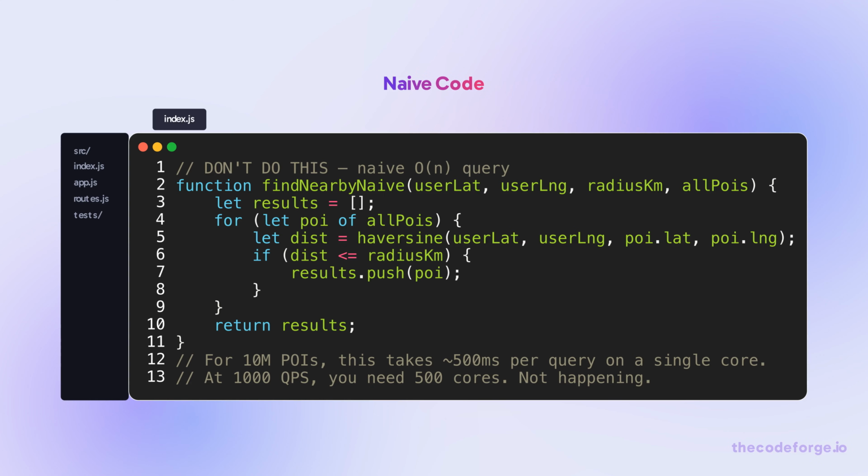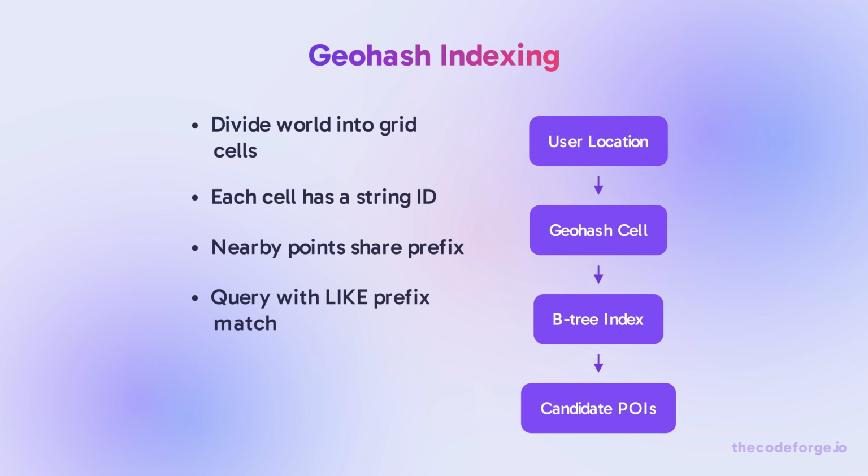This is the naive implementation. It loops over every POI, computes haversine, and checks the radius. For 10 million POIs, that's 500 milliseconds per query. At 1,000 QPS, you'd need 500 cores. Not feasible. Geohashing divides the world into a grid.